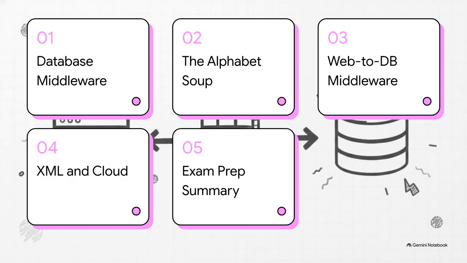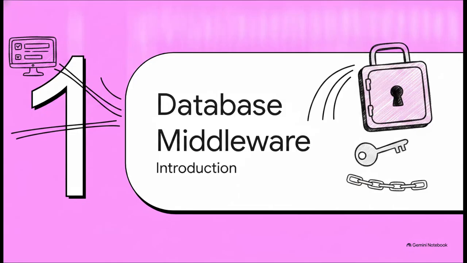Okay, let's dive right into this. Here is our roadmap for the session. We're going to start by defining database middleware. Then, we'll decode the alphabet soup of connectivity tools, explore the shift to web-to-database middleware, look at XML and cloud computing, and finally, wrap the whole thing up with a solid exam prep summary. Let's kick things off with Section 1, an introduction to database middleware.